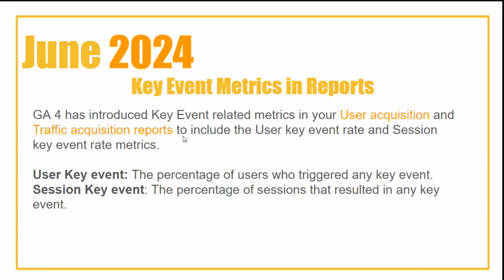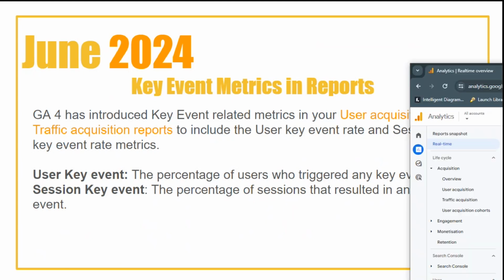Another update is key event metrics in the report. Recently Google has introduced two new key event metrics. You might remember we recently talked about events and marking them as key events in your GA4 property. For those key events, they have introduced two new metrics under the user acquisition and traffic acquisition reports. The first one is the user key event rate, the percentage of users who triggered any key event, and the other is the session key event rate, the percentage of sessions that resulted in any key event.